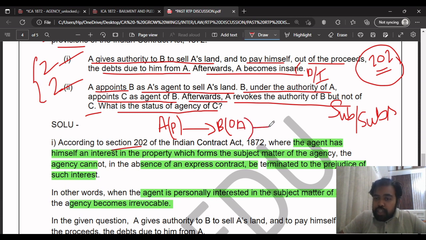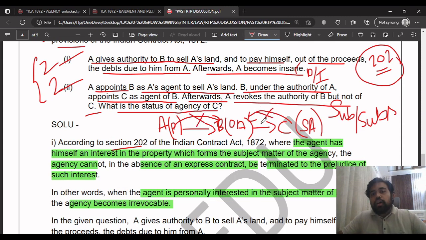So B appoints the sub-agent, who is C, a sub-agent of the original agent. Sub-agent of the original agent, right? So C is appointed by B. If A revokes the authority of B, automatically C's authority will also get revoked, right?